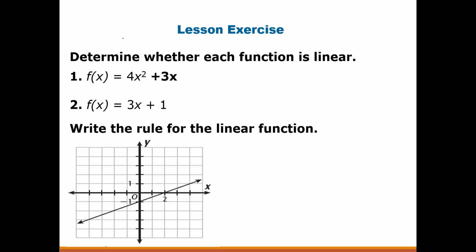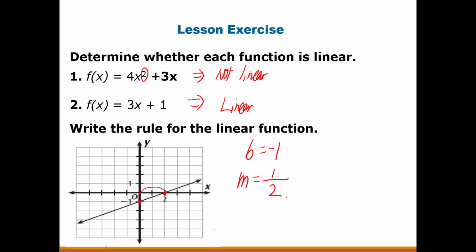So now determine whether each function is linear. The first one is non-linear because the leading power is 2. Right? This is what we call a quadratic function. The second one is linear. That's right. And then the third one, if you look at it, we are given the y-intercept here. Y-intercept is -1. So b equals -1. And we can also generate the slope from this point to this point here. You go up 1 unit, go to the right 2 units, so that's 1 over 2, half. So we know the slope is half. It's positive, so it's an increasing line.